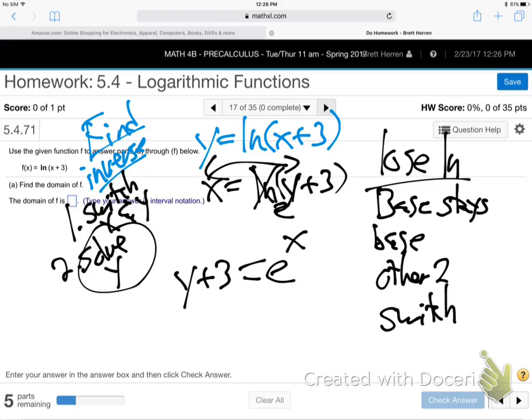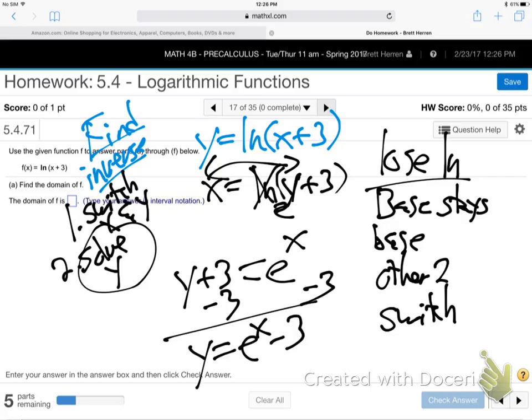Now, we're supposed to solve for y. What do we have left to solve for y? We're so close. Just minus the 3. So y equals e to the x minus 3. And then they'll tell you to graph that. This is all one problem. Original natural log, find the domain, graph it, find the inverse. We've got it. Now graph the inverse.